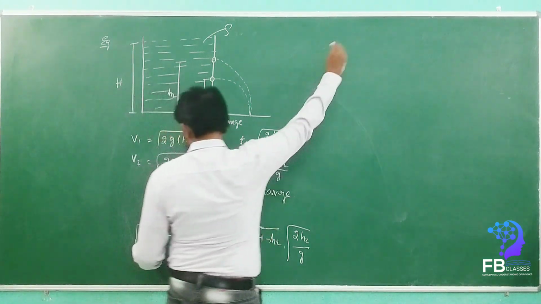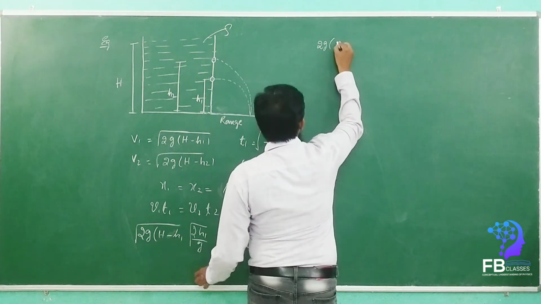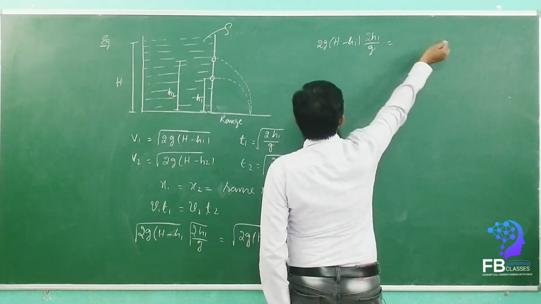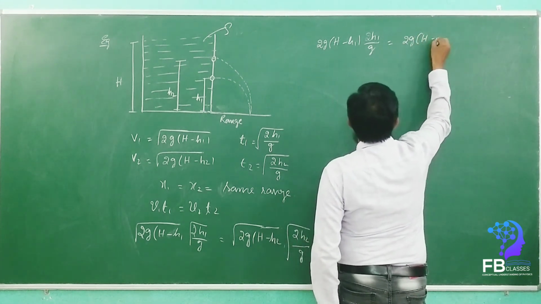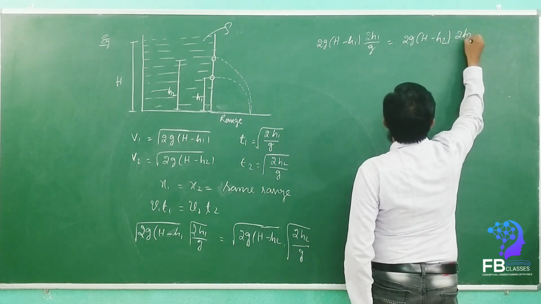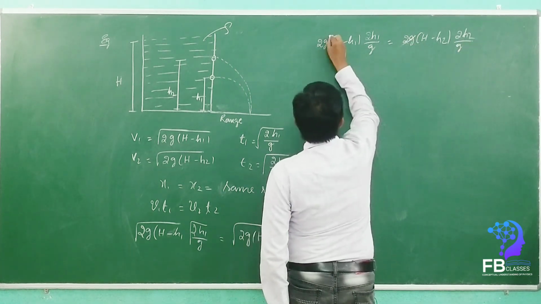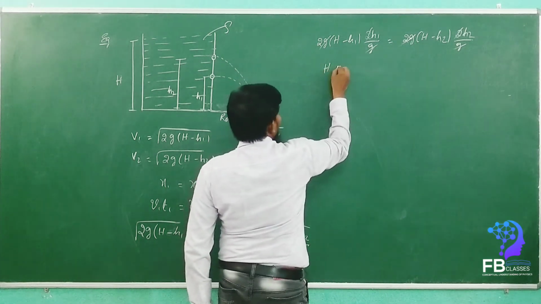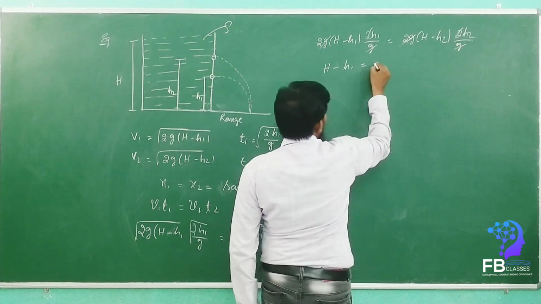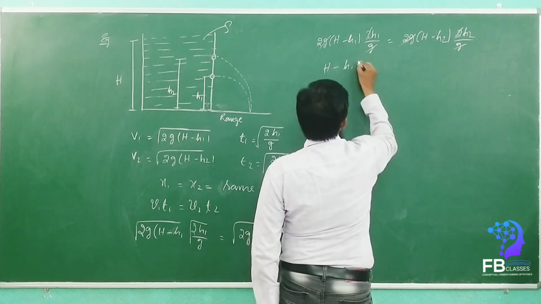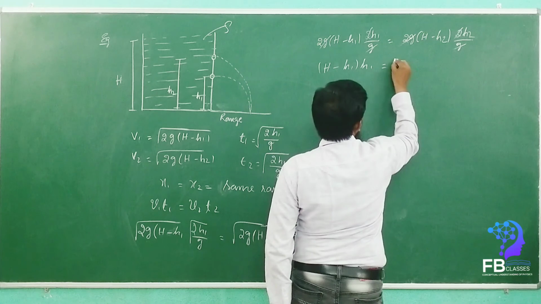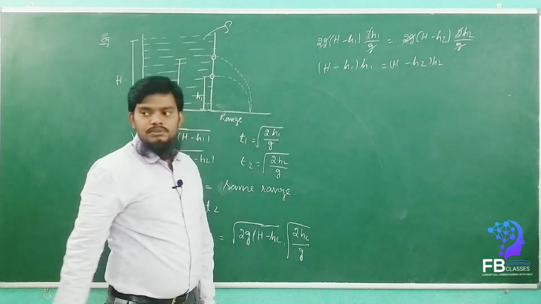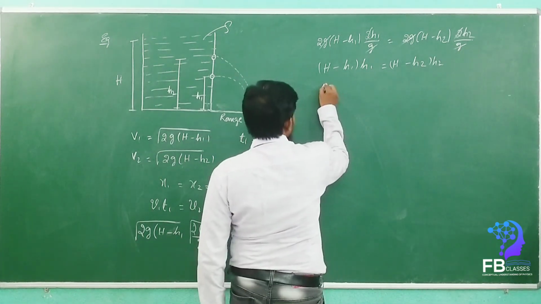What will happen? It will remain as 2g(H minus H1) into 2H1 by g is equal to 2g(H minus H2) into 2H2 by g. See here, 2g gets cancelled, g gets cancelled, 2 gets cancelled. What remains here? (H minus H1) into H1 is equal to (H minus H2) into H2. Yes or no? Got it? Understand?